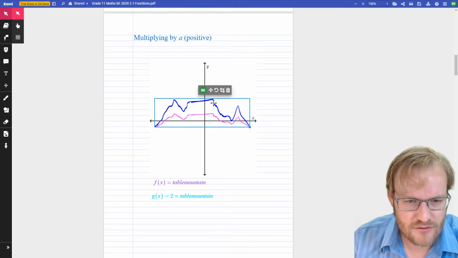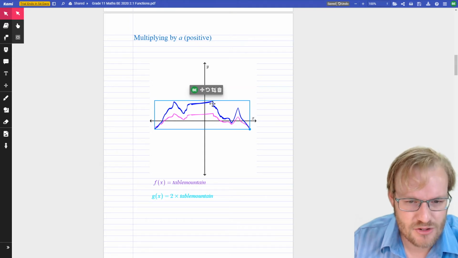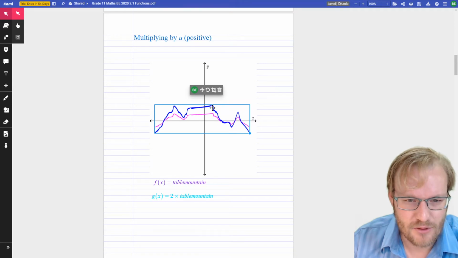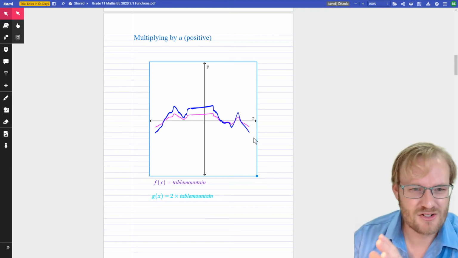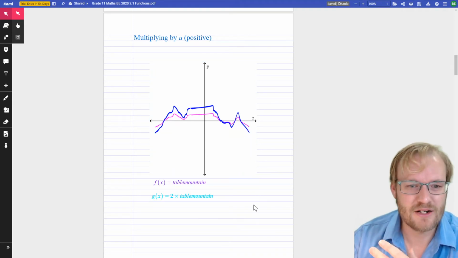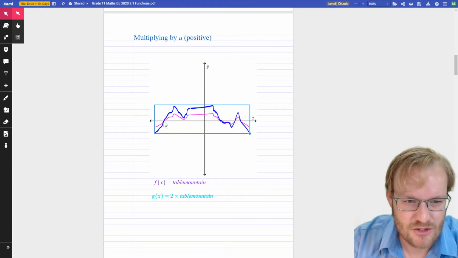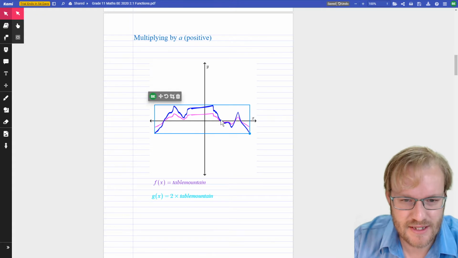So if we go for this, the y-intercept should be twice as high, so it should be about 2 mouse cursors up and be up here, and the x-intercept should stay the same, then that looks a bit more reasonable. There it is, x-intercepts are the same. It's just a crucial point to note that when we're multiplying it by 2, we're stretching it out from the x-axis. So all these x-intercepts stay the same.